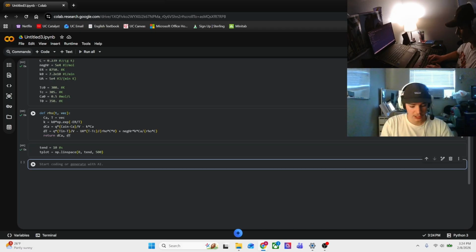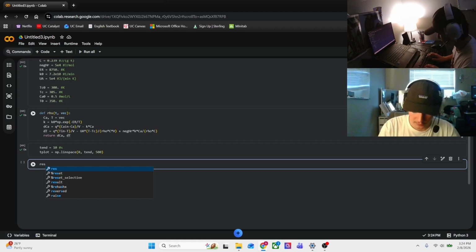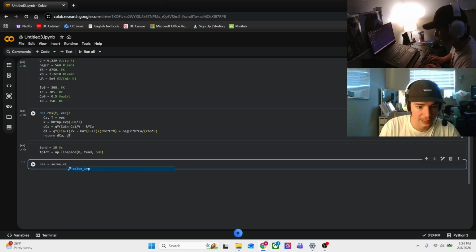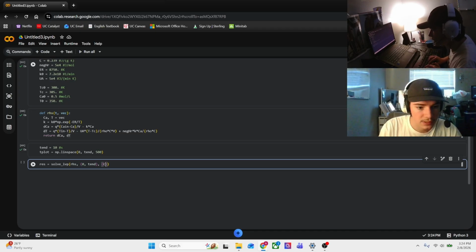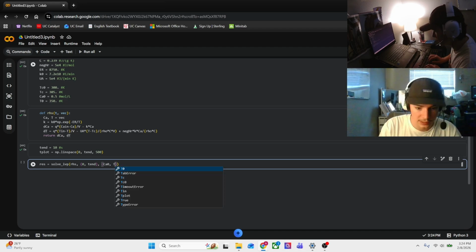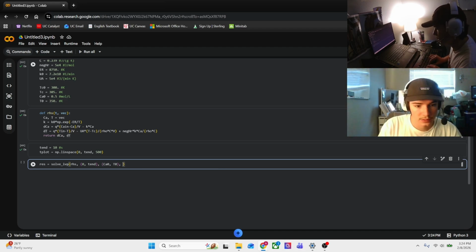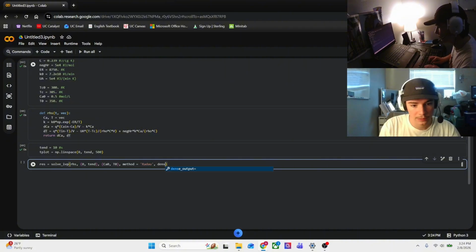Moving on from this, we can go ahead and solve our IVP. So we're going to say our result equals solve_ivp of our right-hand side, going from 0 to our end time. We're going to have our starting variables be our CA0 and our T0. And then our method, as usual, is going to be our Radau method. And we're going to set our dense output to be true.